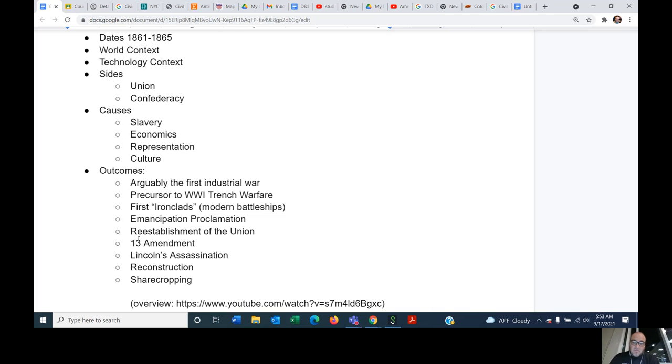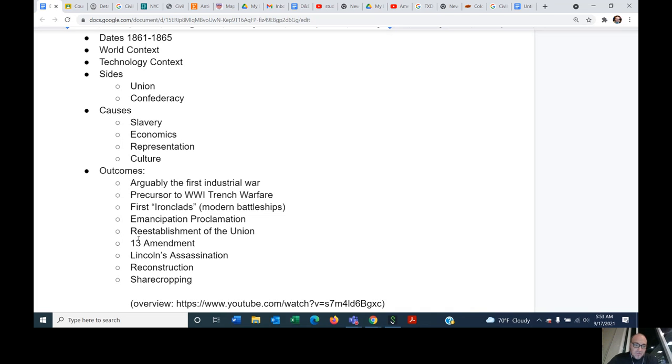We have the reestablishment of the Union. The United States could have fractured into two smaller sides, and that might have made it easy pickings for European powers, but it did not. Then we had the 13th Amendment, which officially freed the slaves and abolished slavery in the United States, and that's wonderful. But again, it didn't fix everything.